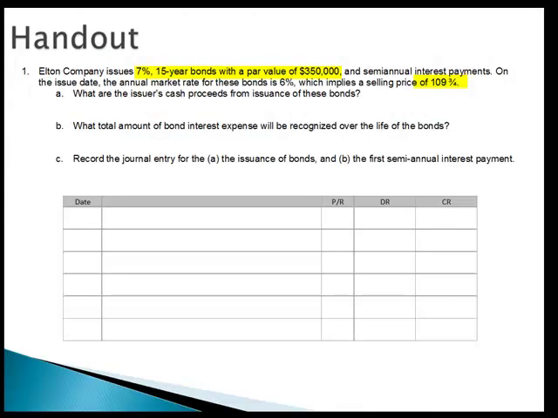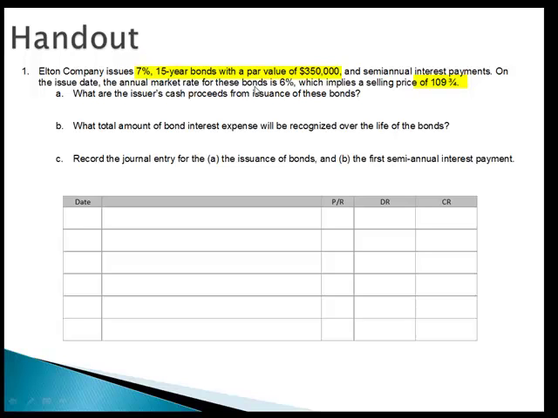All right, here's a problem from your handout. Go ahead and pause the video. Try it on your own or follow along. So here we have Elton Company issues a 7% 15-year bond with a par value of $350,000. So we're agreeing that we will pay back $350,000. We agreed to semi-annual interest payments, which is no surprise. On the issue date, the annual market rate was 6%. But remember, we've agreed to 7%.